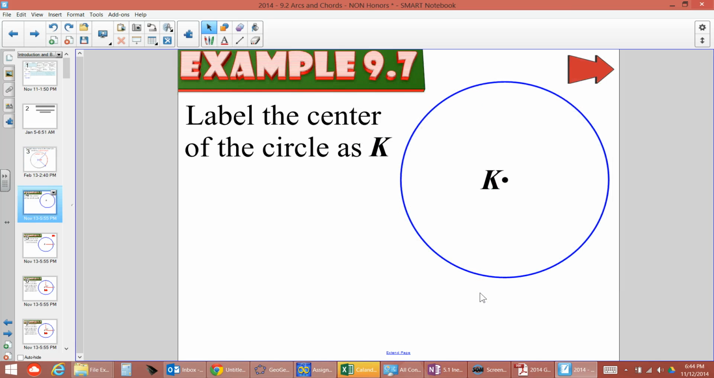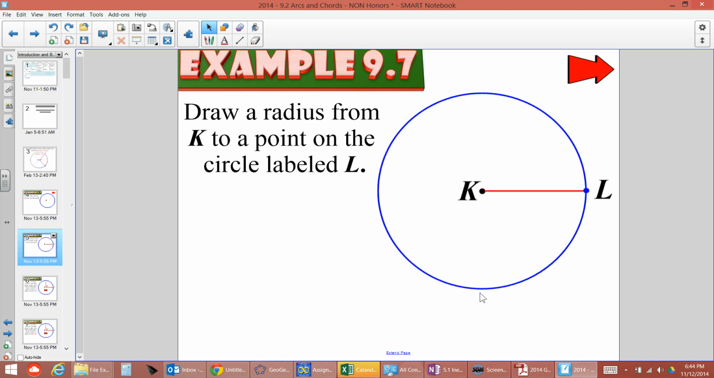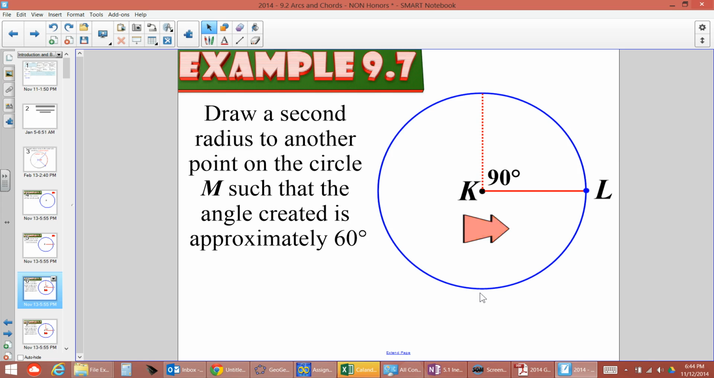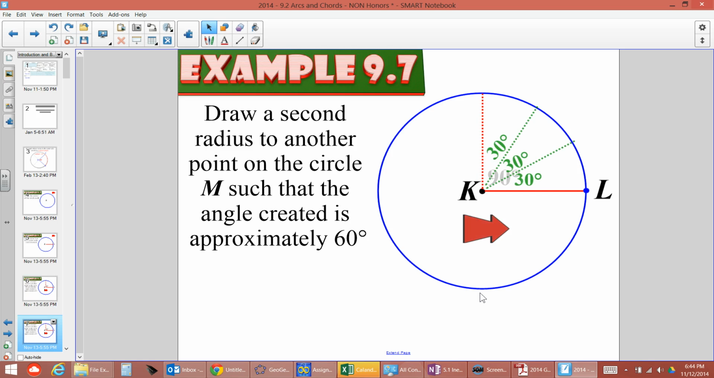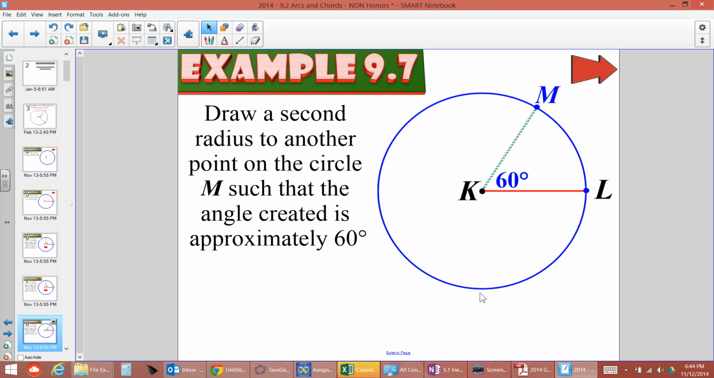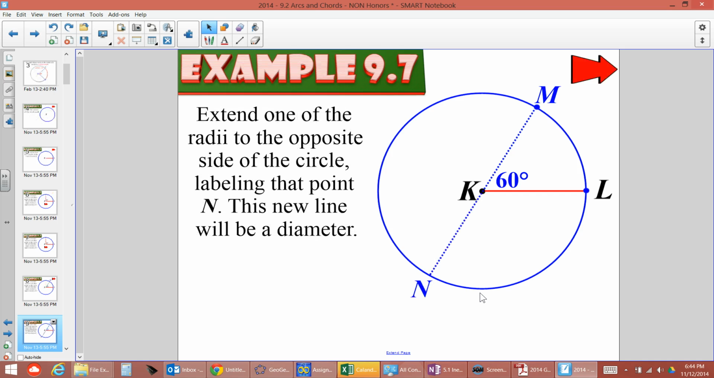All right, if we label this circle, this is just prep work for example 9.7. Label the center as K and then draw a horizontal line to L. Now, it says here to draw at 60 degrees, but when I try to draw 60 degrees, I look at 90 and think if I cut that in thirds, I'd get 60 degrees. That's how I draw something that's about 60 degrees. Then I continue it through to N, and this is the shape I should have on my example 9.7 notes to help me out.